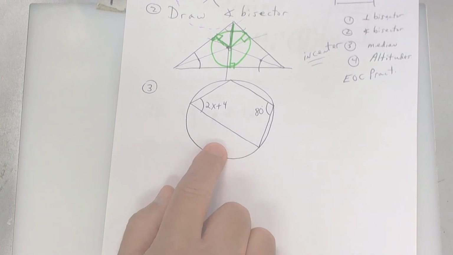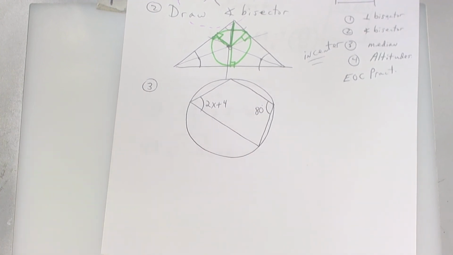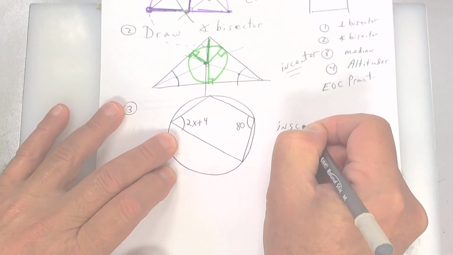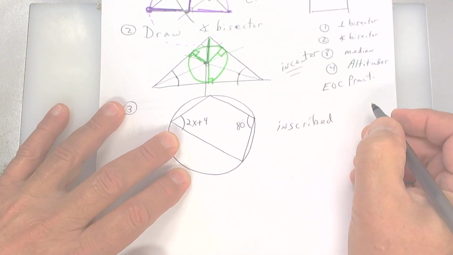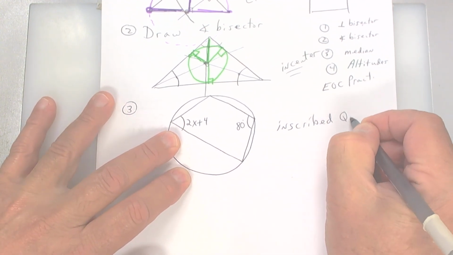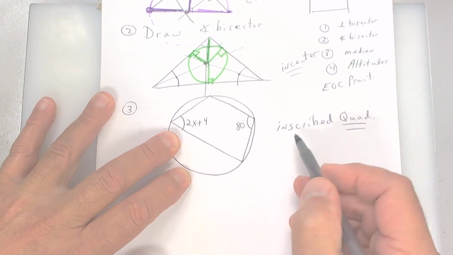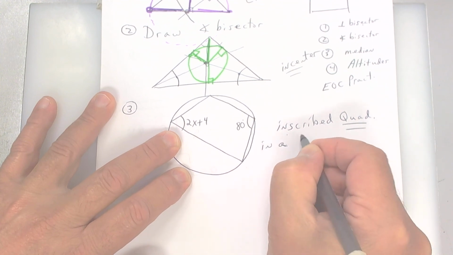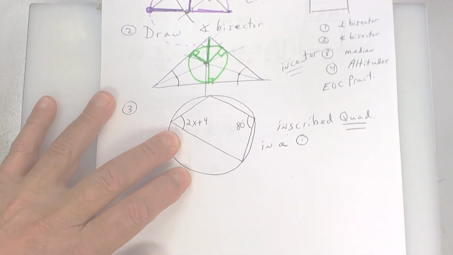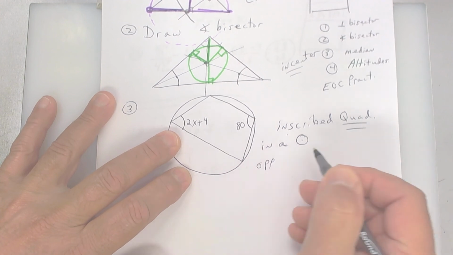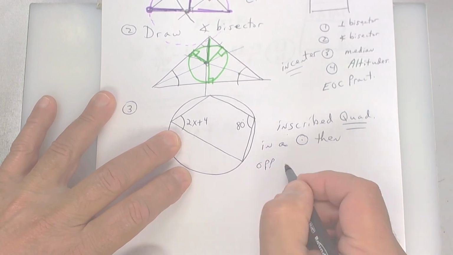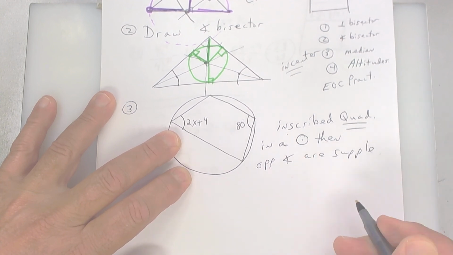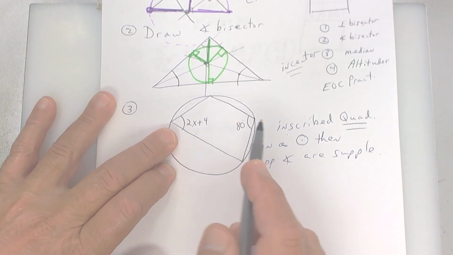Now on this one right here, there's some properties you need to know, and I need you to write this down. If you have an inscribed quadrilateral, which is a four-sided figure, and inscribed means inside a circle, in a circle, then opposite angles are supplementary. Remember, supplementary means 180. So these are opposite, so they add up to 180.